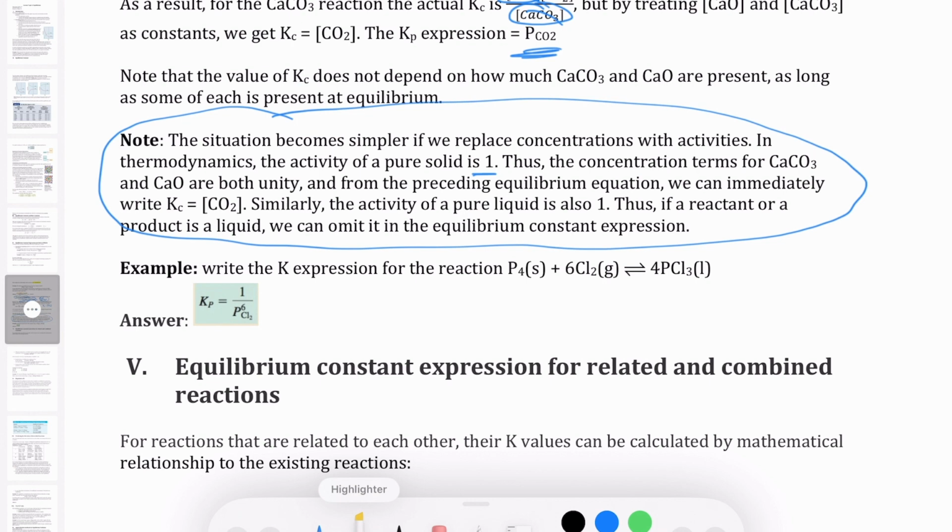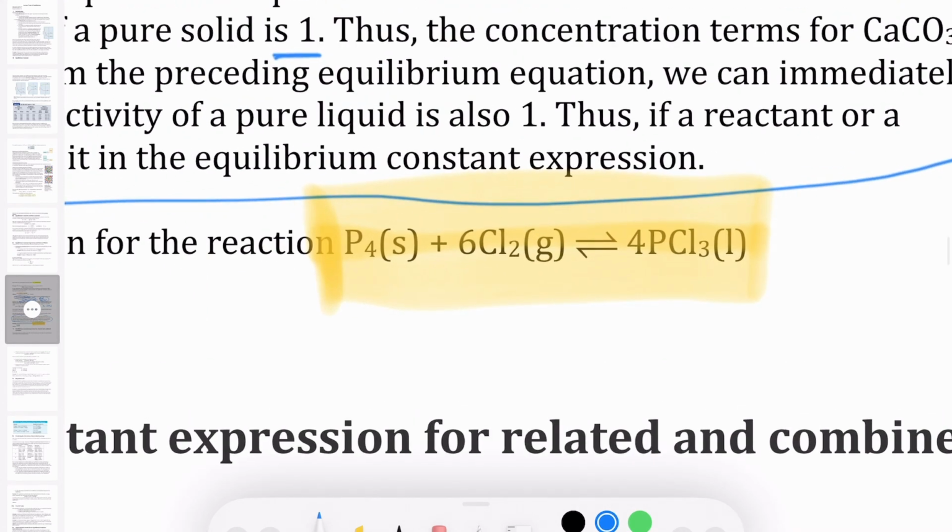Here's a quick example of a reaction that has both solid and gas and liquid in it. And you can see here that the K expression would just be something over the gas concentration. That something should be 1. So even though you have nothing there, it's just 1, because remember what I just said about activity, it actually has an activity of 1 divided by the solid doesn't factor in. And then the gas would be Cl2 concentration raised to the 6th power in this case.